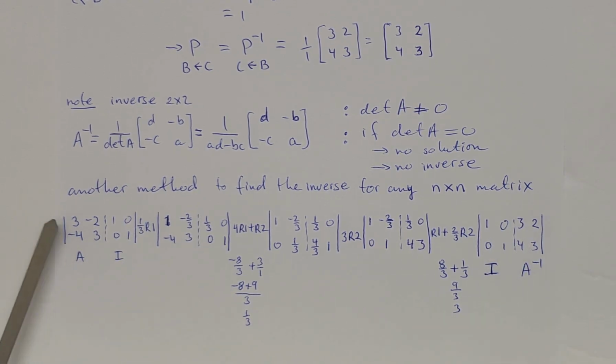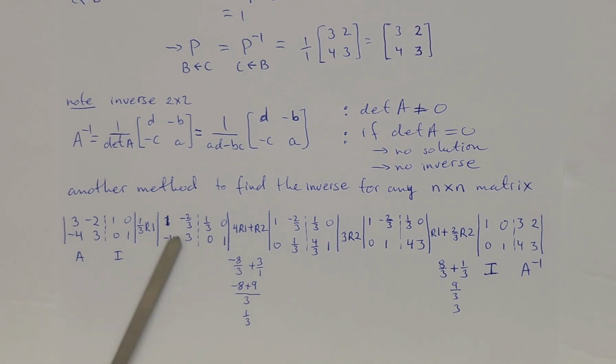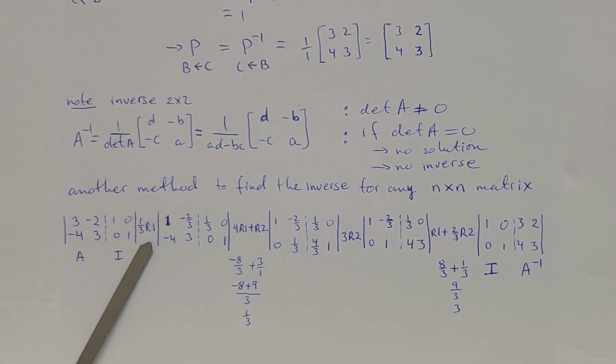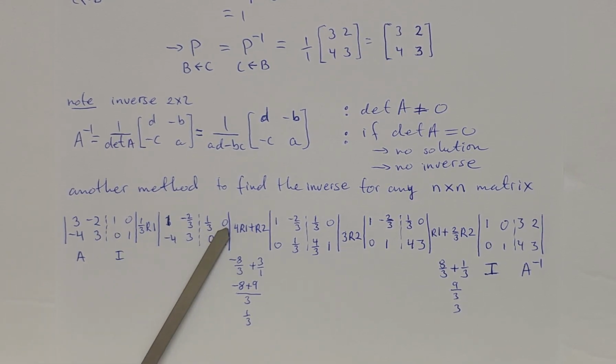Okay, so this 3 right here needs to be a 1, so I multiply the reciprocal. So 1/3 times 3 gives me this 1. 1/3 times -2 is -2/3. 1/3 times 1 is this 1/3, and then 1/3 times 0 is this 0.